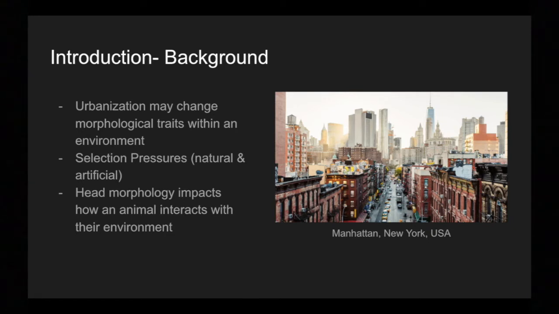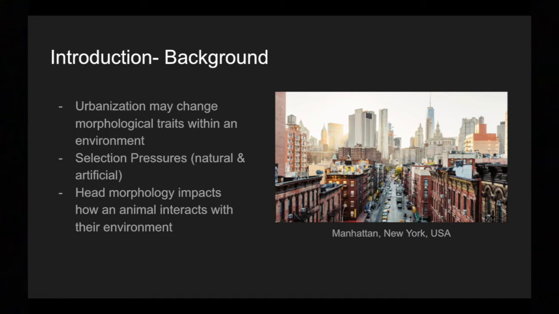To give you guys some examples of these selection pressures, they could include increased temperatures, artificial lighting changes, infrastructure, increased noises, altered diets, and many other natural and artificial pressures. This is important because head morphology impacts how an animal interacts with their environment.